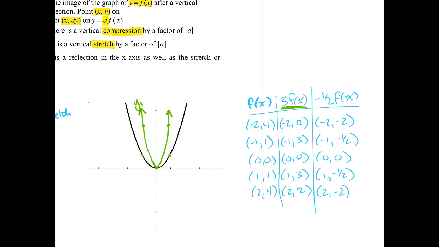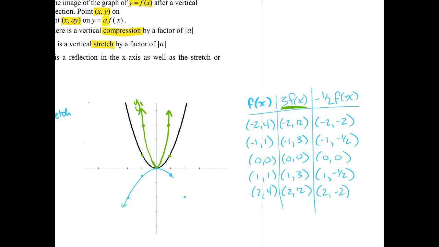Going back to blue for the last one. Not only was this a compression, but also a reflection. So I've got -2 and 2, -1 and -1/2, 0 and 0, and 2 and 2. So again, you might have looked at this parabola last year and thought, oh, it was squished down, but so it got wider.